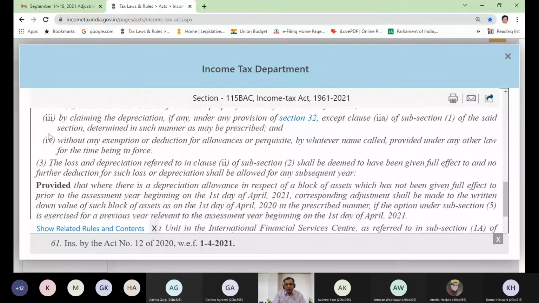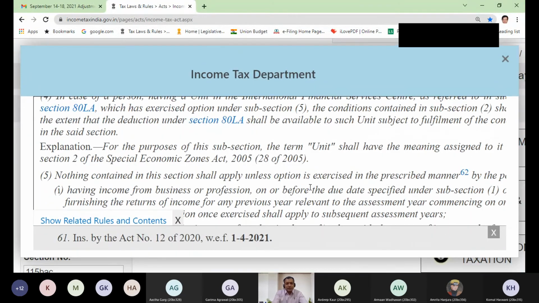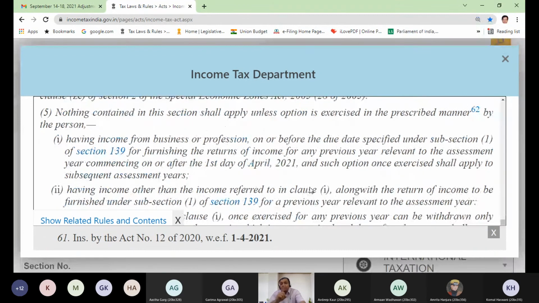So many other things are there which I'm not reading. This point I wanted to tell you. I hope you should understand it yourself. I told you that PGBP, in case your total income includes PGBP, the option once exercised will remain with you. Do you know why I am saying this? Because of this subsection 5.